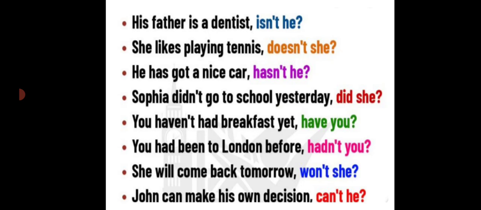Now, see these examples. His father is a dentist. Isn't he? She likes playing tennis. Doesn't she? He has got a nice car. Hasn't he? You can see that he has got a nice car is a positive statement. So it will have hasn't he? Do you understand?